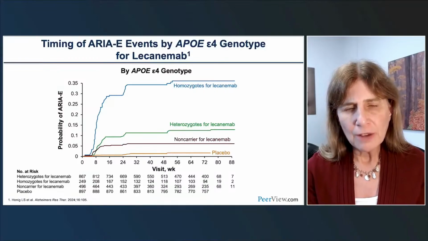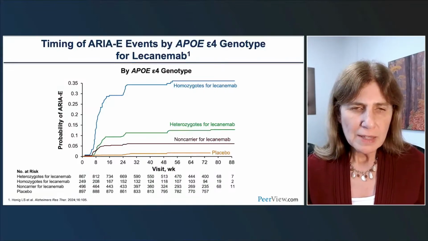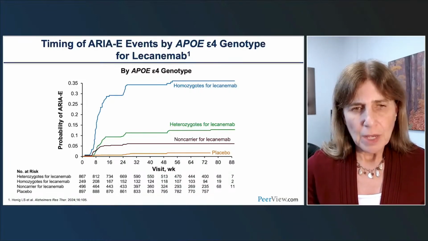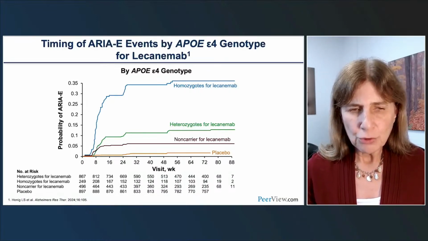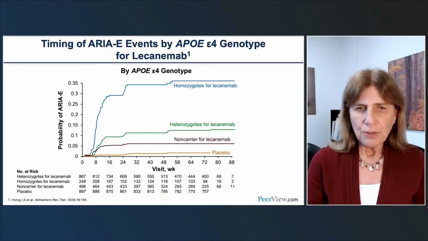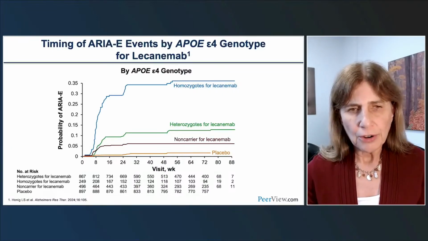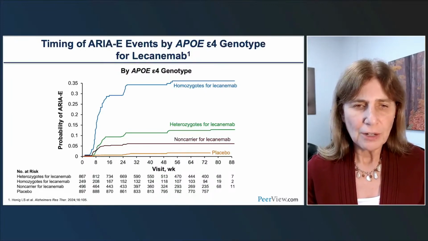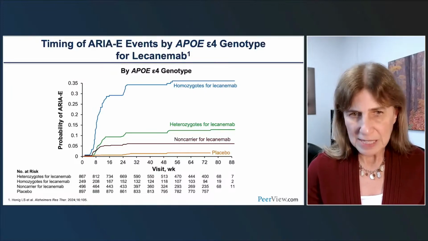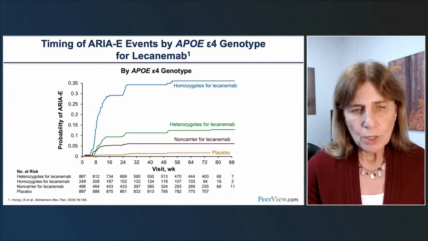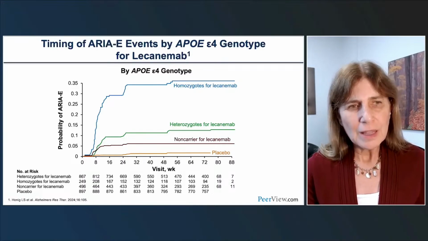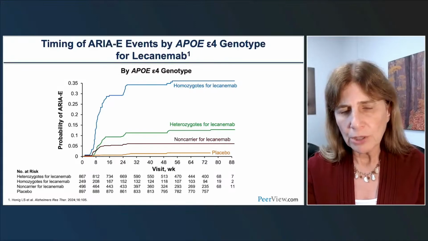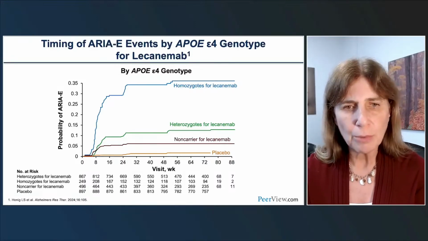Let's look at timing of ARIA. For lecanemab, we see the front loading of ARIA, particularly ARIA-E, within the first 6 months of treatment. And after that, very low rates of further ARIA. So we see the higher rates for homozygotes versus heterozygotes versus non-carriers versus placebo. But this is really something that's evident in the beginning, in the first 6 months of treatment. And that's where the MRI monitoring is concentrated for this antibody.